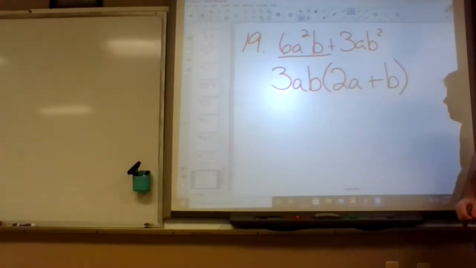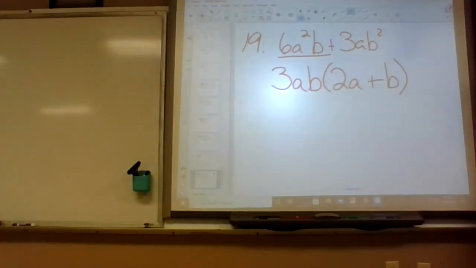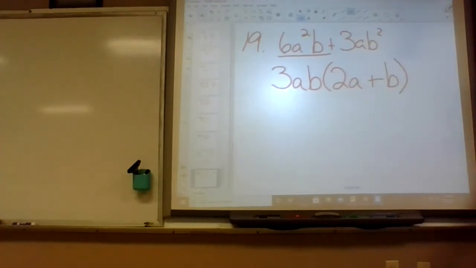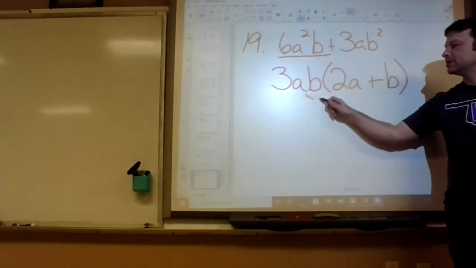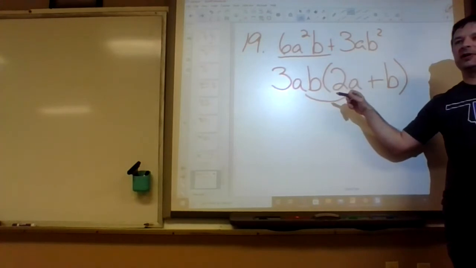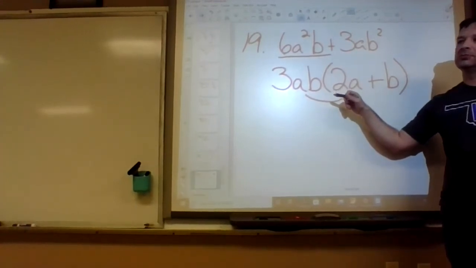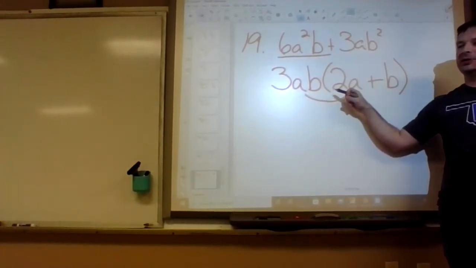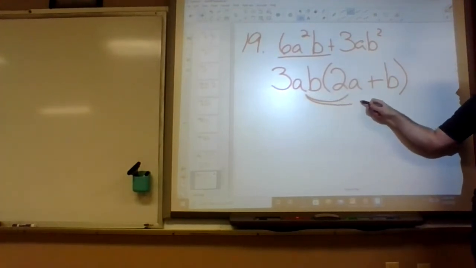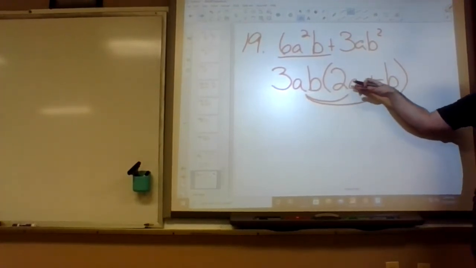How can I check and see if this is right? Well, if it was an even one, how would I do it though? You could use the distributive property and see if it goes back to that.